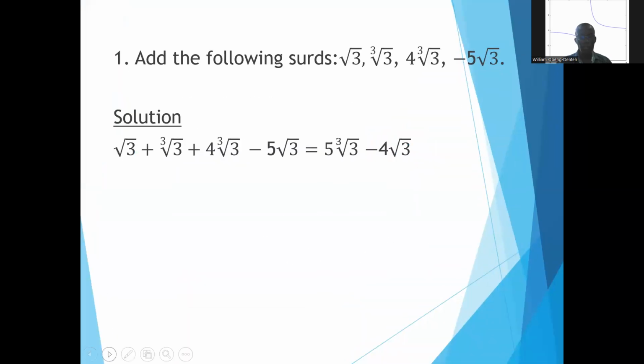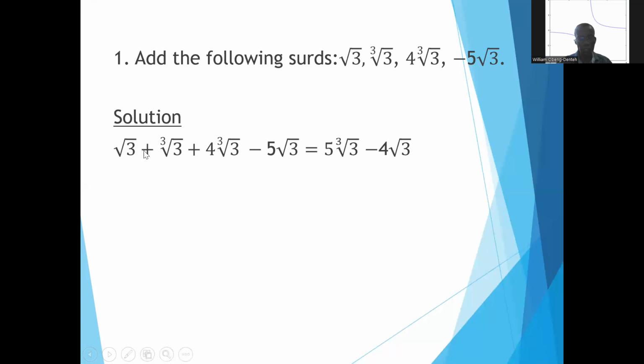So straight away, I want to see how we can add the following surds. So we have this cube root, that cube root, and that square root. So we want to add them. So we'll actually group the like terms, and then when we finish, we get our final value. So square root of 3 times cube root of 3 plus 4 cube root of 3 minus 5 square root 3.